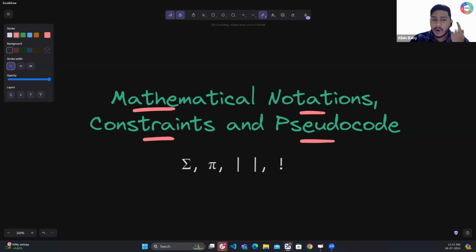We'll look into what constraints are in programming languages. What is a pseudocode, right? How to write pseudocode? What is a good pseudocode? We'll be learning about that.